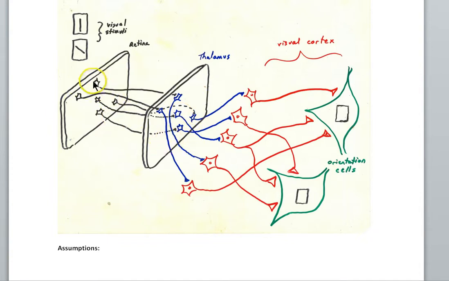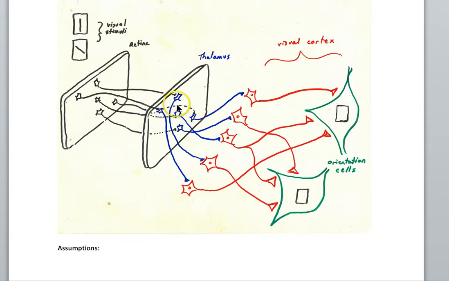Notice the cell up here in the retina is going to send its axon to a cell here in the thalamus, and a cell beneath it is going to send its axon to a cell also in the same relative position, you might say, in the thalamus. So there's sort of a one-to-one mapping, a preserved spatial layout between the retina and the thalamus.